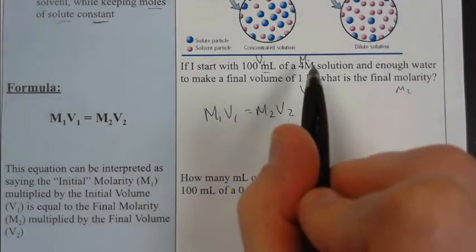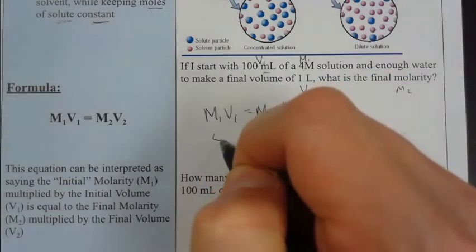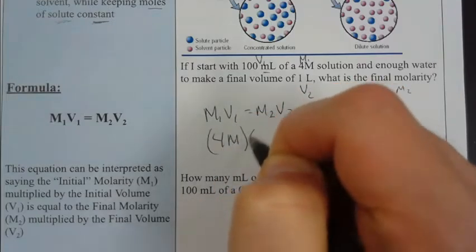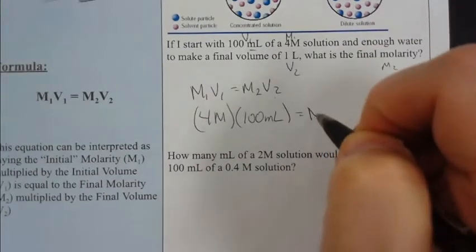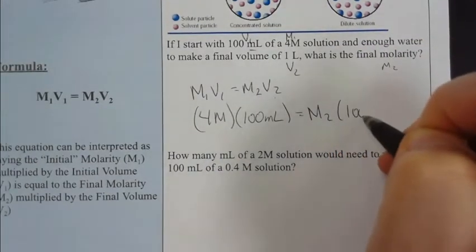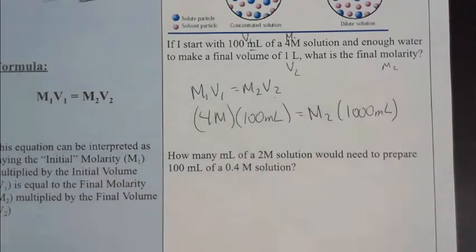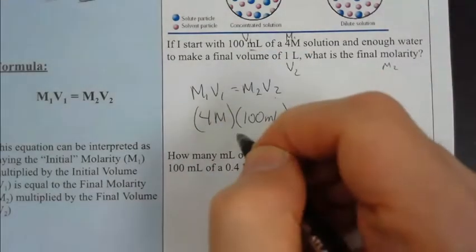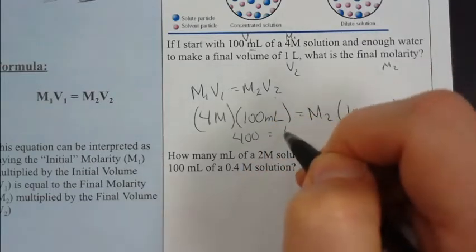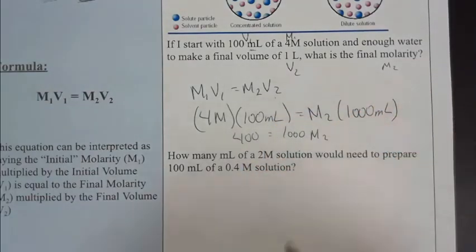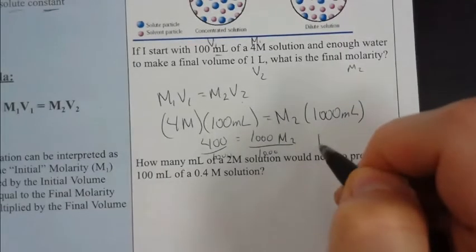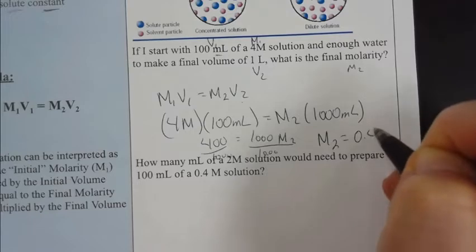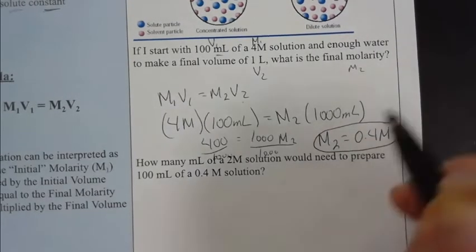So I'm going to say that 1 liter is the same as 1,000 milliliters, and we can plug that right into the equation. So initial molarity was 4 times the initial volume, 100 milliliters. We're solving for M2, and our final volume is 1,000 milliliters, not 1 liter. So we simplify these two numbers. We get 400 is equal to 1,000 times M2, and then we're going to divide both sides by 1,000, and M2 is now equal to 0.4 M, right?